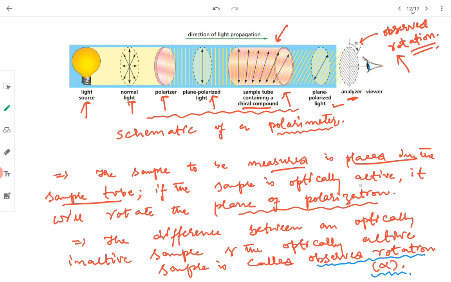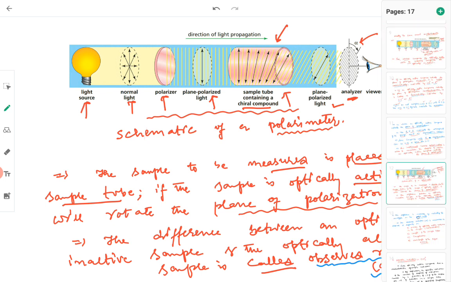If the sample is optically active, it will rotate the plane of polarization. You know this. The difference between an optically inactive sample and the optically active sample is called observed rotation. An optically inactive sample will not rotate it, while an optically active one will rotate it. So the difference will be the observed rotation.